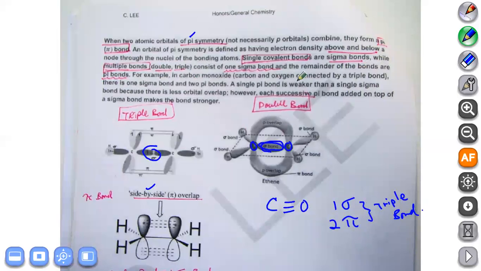A single pi bond is weaker than a single sigma bond because there is less orbital overlapping. After all, for the pi bond, it is side-by-side overlapping instead of head-on overlapping. However, each successive pi bond added on top of a sigma bond would make the bond stronger. So that means a double bond is stronger than a single bond, and a triple bond is stronger than a double bond. But the sigma bond alone would be stronger than any pi bond alone.